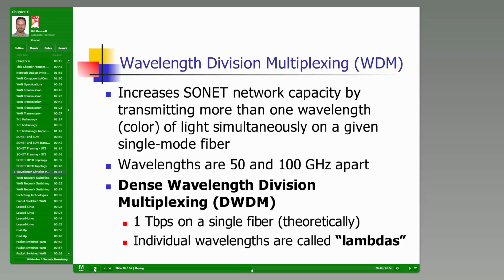Wavelengths are usually 50 or 100 gigahertz apart. If you remember the guard band, when we were looking at earlier technologies, talking about voice transmission, how they have the guard band to separate the voice channel from the data channel. Basically the same thing is going on here, just each individual data channel is being separated by 50 or 100 gigahertz. And then to increase the number of channels that we can have on a single fiber is another technology called dense wavelength division multiplexing, or DWDM, and this can actually get us bandwidth up to 1 terabit per second on a single fiber. Of course, that's in theory. Individual wavelengths are called lambdas.